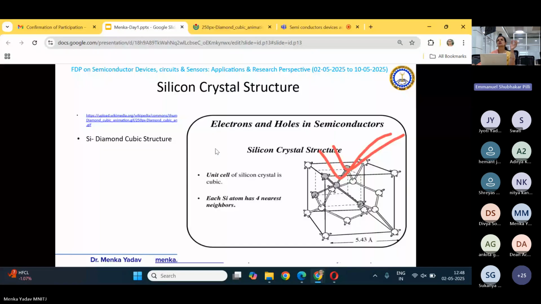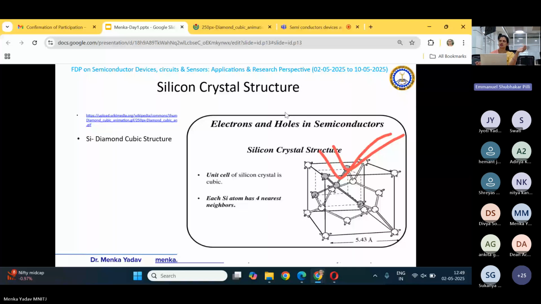Crystal means a similar kind of pattern is repeated when the material is prepared. For example, sugar or salt have a crystal structure, meaning a regular pattern which is repeated to prepare a bigger amount of that particular material. So silicon is a crystalline structure, with the diamond-shaped structure which was shown to you recently. That type of structure is seen.